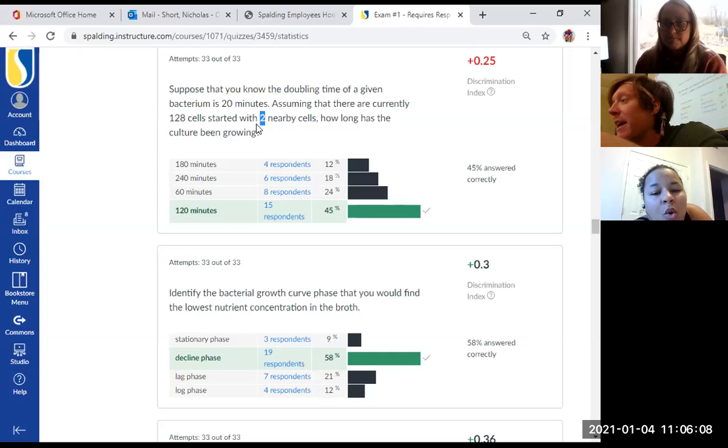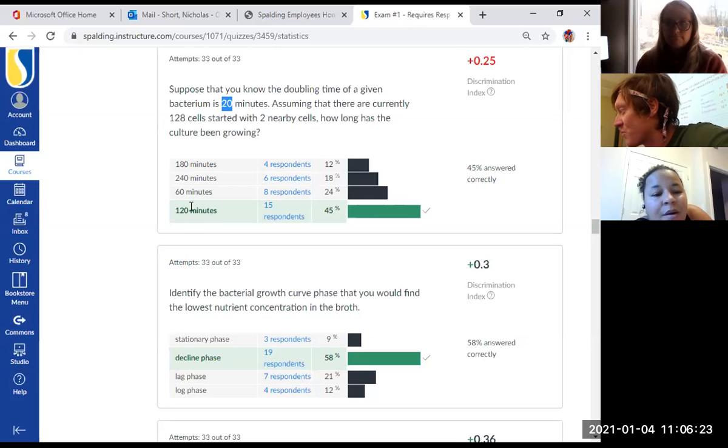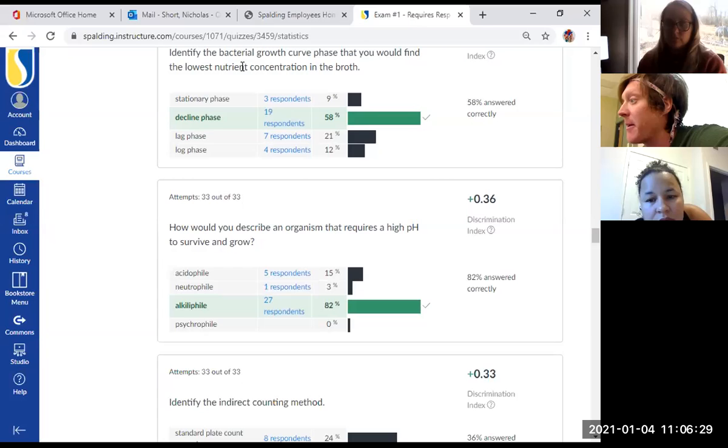4 is going to turn to 8. 8 turns to 16. 16 to 32. So we get a doubling every time. So you need 6 doublings to get to 128. 6 times 20 is 120 minutes. That's how you would have answered this question. Again, kind of tough. I understand.